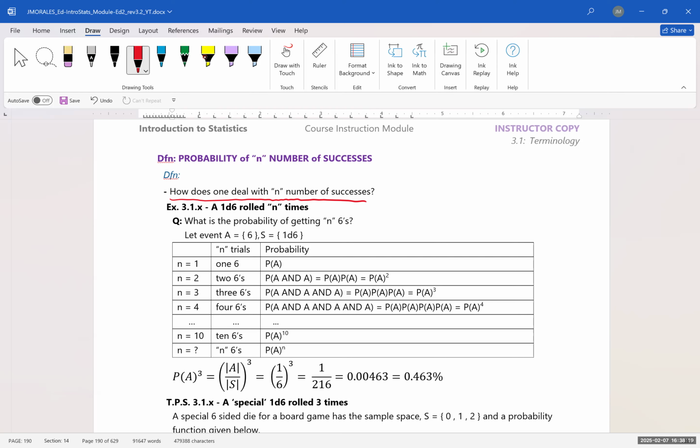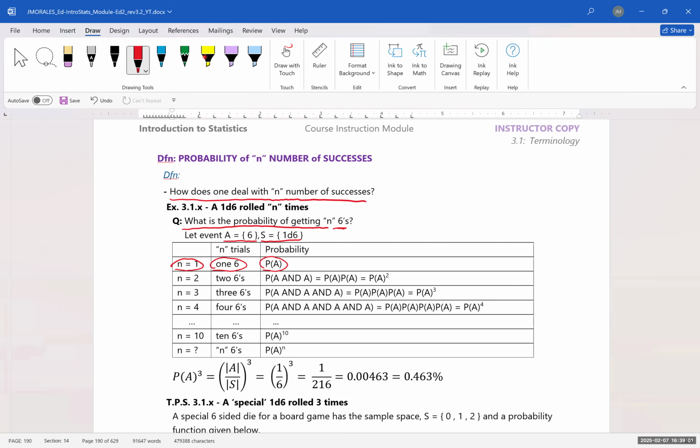As you can see, I really like using a six-sided die as an example. So our question is, what is the probability of getting a certain number of sixes on a six-sided die? We'll let event A be the event of rolling a six, and our sample space is the elementary outcomes of a six-sided die. So if we were to roll the dice once and get one six, this would be the probability of getting one six, the probability of A.